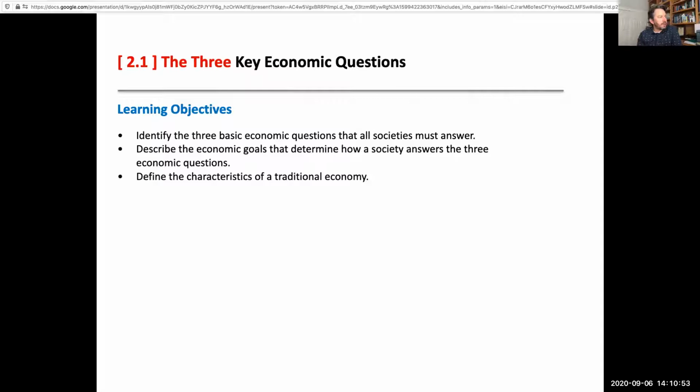So our objectives: identify the 3 basic economic questions, describe the economic goals that determine how societies answer these three questions, and define the characteristics of a traditional economy.